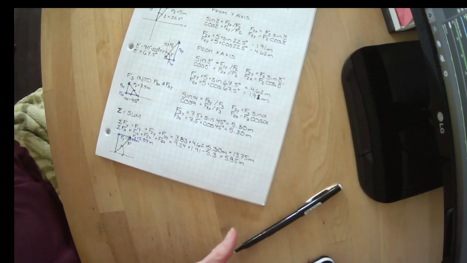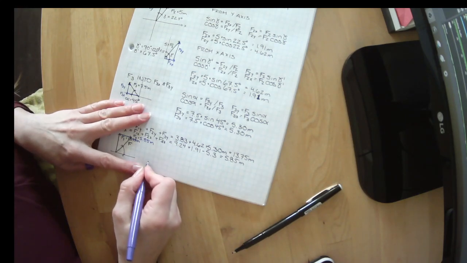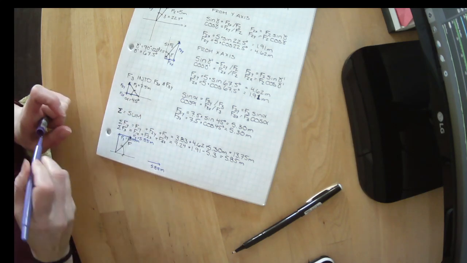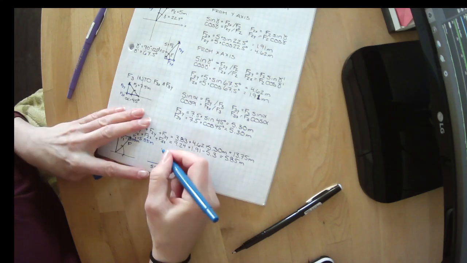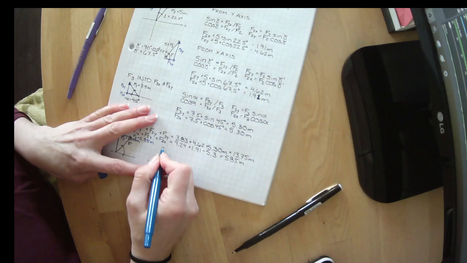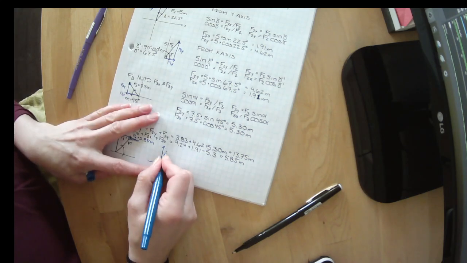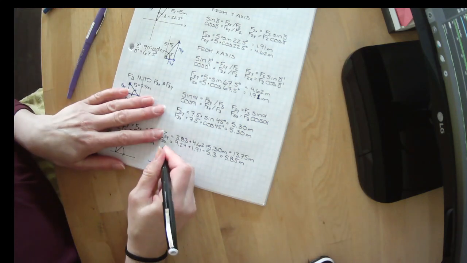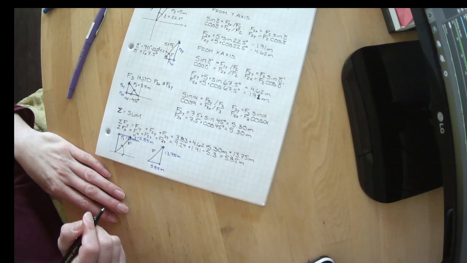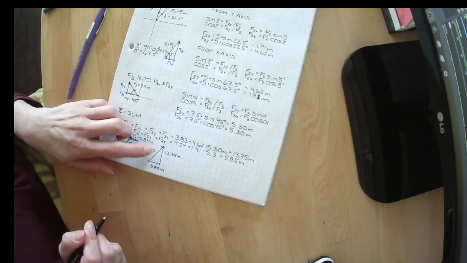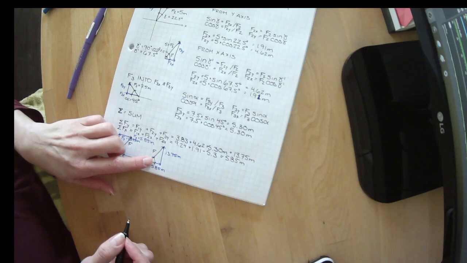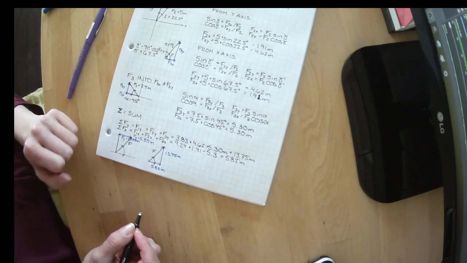Let's draw this again. I'm going to draw 5.85 meters here. And I'm going to draw it roughly to scale. It's not perfect. You could draw it perfectly to scale if you want. This is 13.75 meters. And here is the force F that I want. That's what I want to figure out right here. I want to know where it is in space, so I need its magnitude and its direction. The angle will give me the direction.